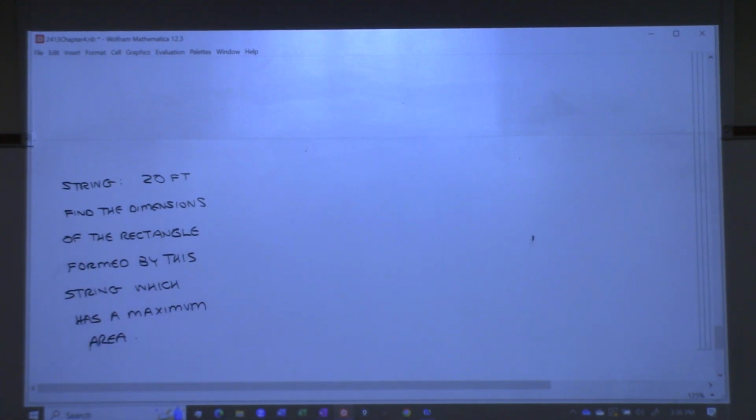So I'm giving you 20 feet of string, and I want you to find the dimensions of the rectangle formed by that string, which will give you a maximum area. Okay? So just reading the problem, what am I asking you for? The what? Find the dimensions, right? So at the end of this, our answer maybe will be 5 by 5 or something like that. I want to know what the dimensions need to be so that when I make a rectangle out of this string, I get the biggest area possible, right?